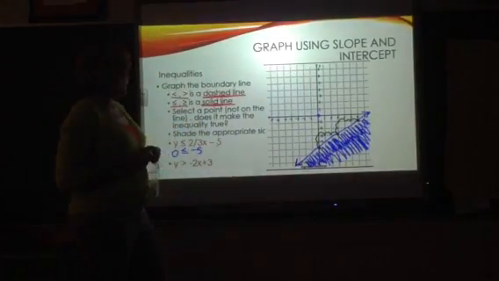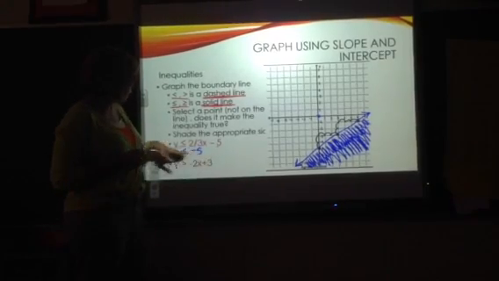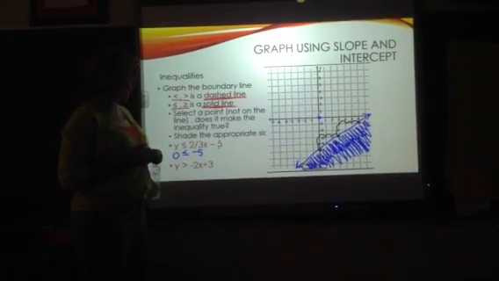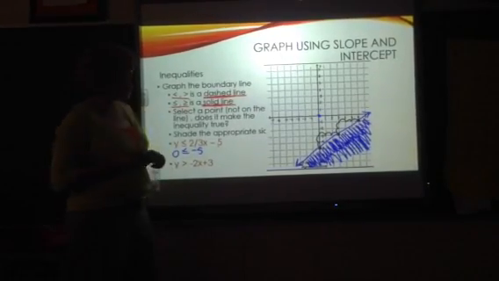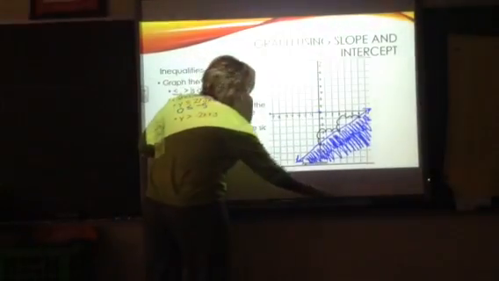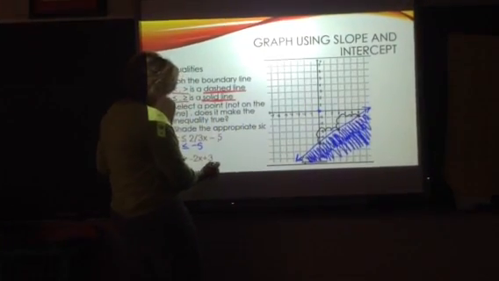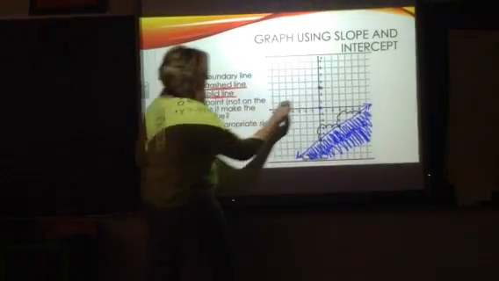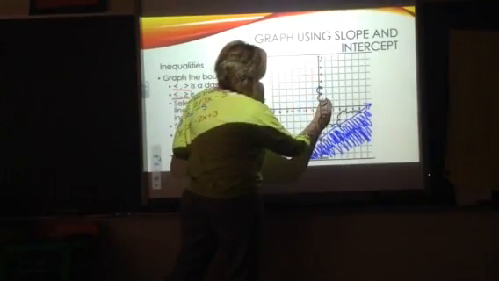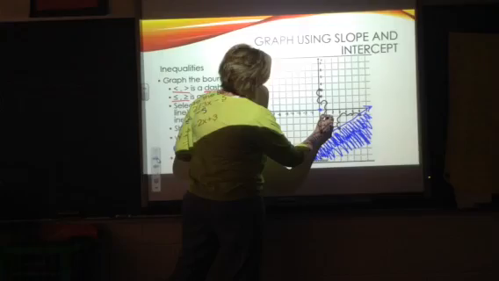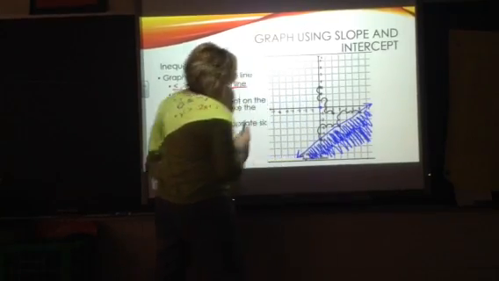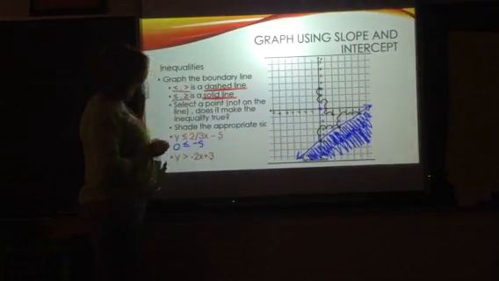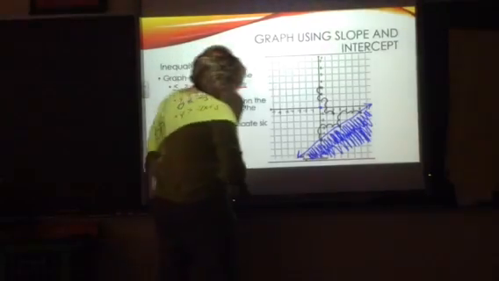Okay? Now I'm going to choose the inequality y is greater than -2x plus 3. So when I graph that, I'm going to start at the positive 3, and then my slope is -2: down 2, over 1, down 2, over 1. And I'm going to look back at this and I see that it is a dashed line.